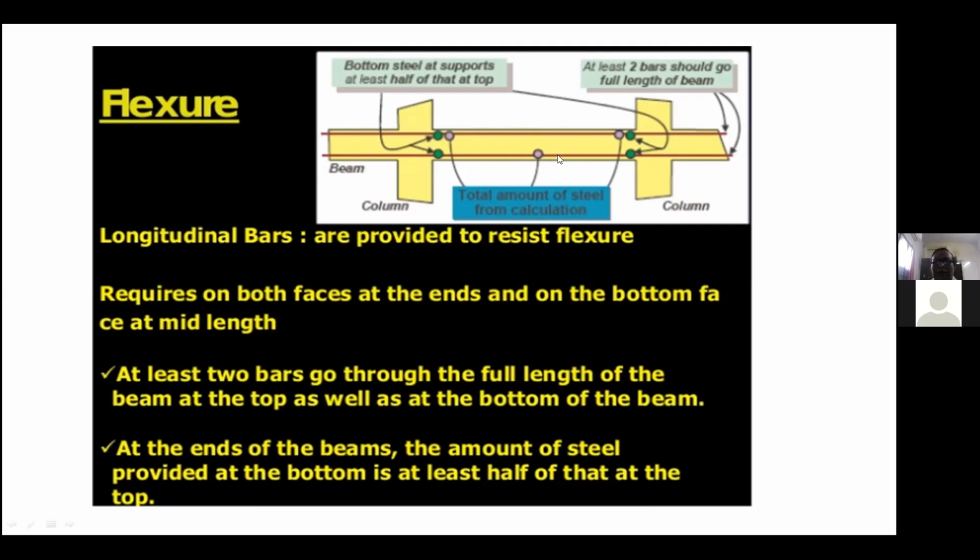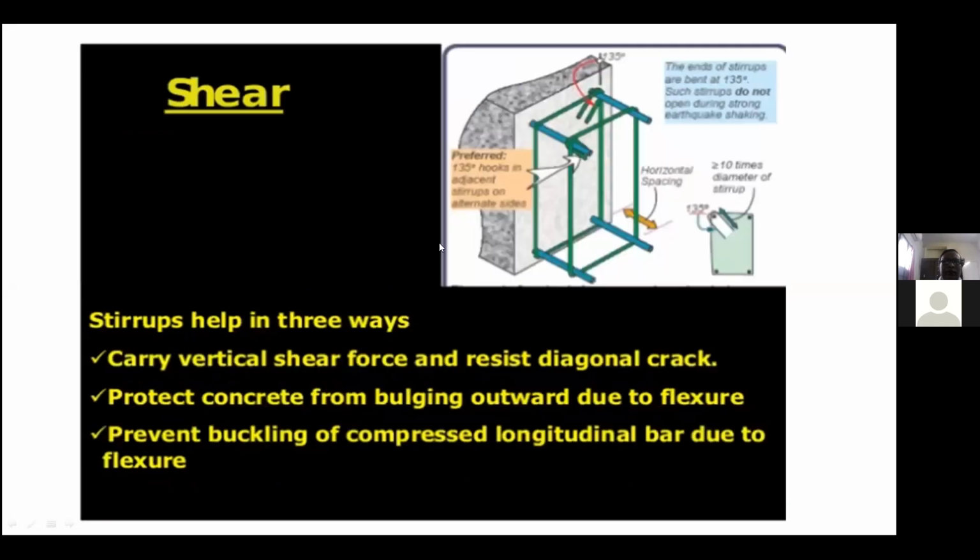So whatever you see in the diagram, you have a column and then beam. So at least minimum we have to have 2 bars going through the full length of the beam. Okay. At the end of the beam, the amount of steel provided at the bottom is half of that of the top. So whenever you talk about the steel here, you can reduce the steel 50% in the support region. The bottom steel can be cut at the support location. It's a 50% bar, you can do that. So that you can provide. That is with respect to your flexure.